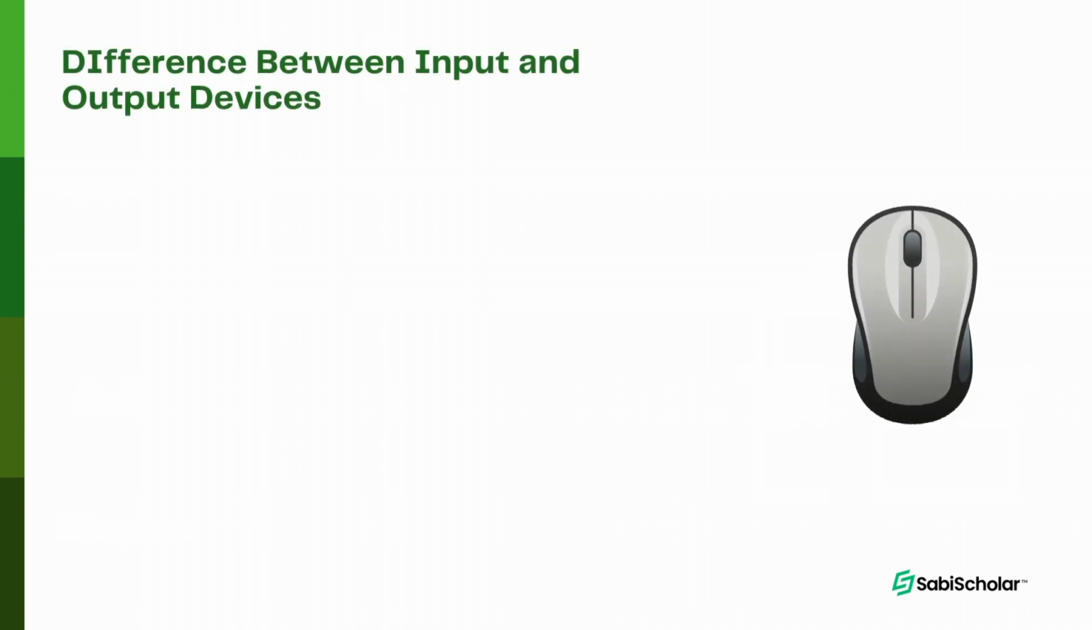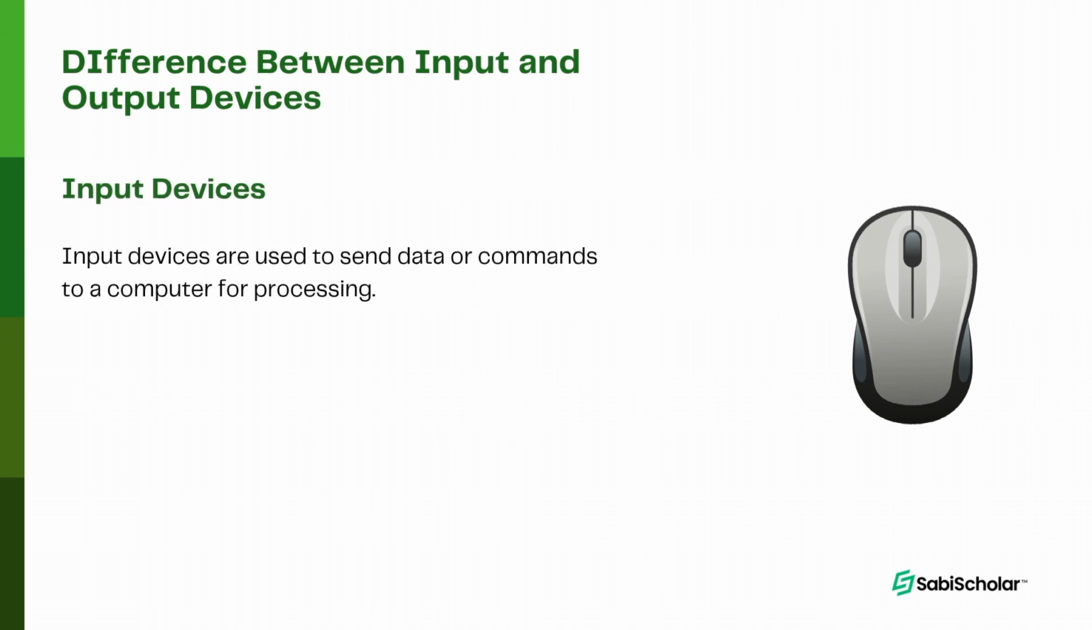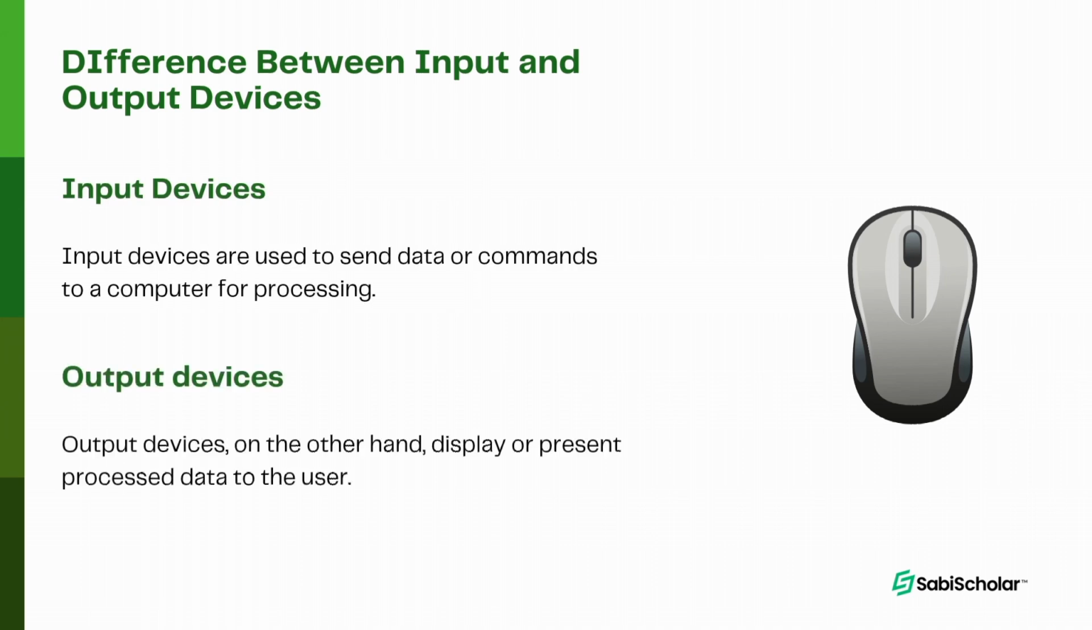So the difference between the input devices and the output devices: the input devices are used to send data or commands to the computer for processing, while the output devices, on the other hand, display or give the output of what the input devices had given initially.